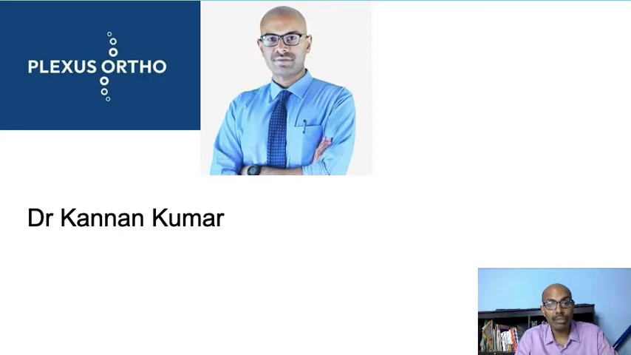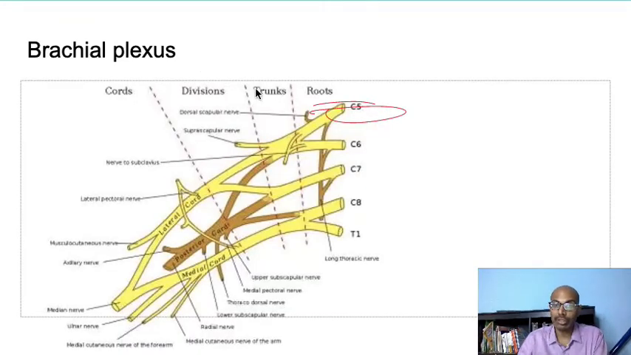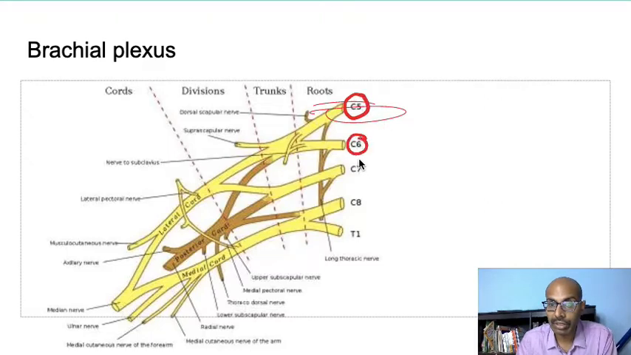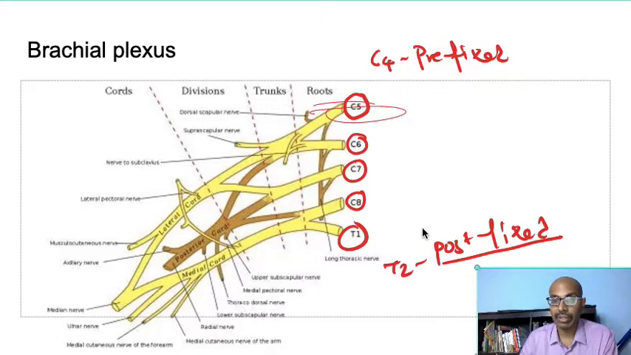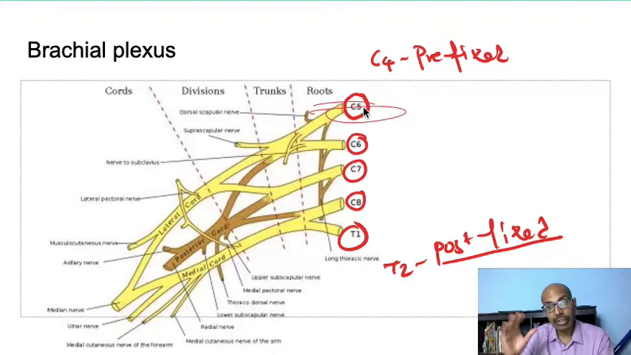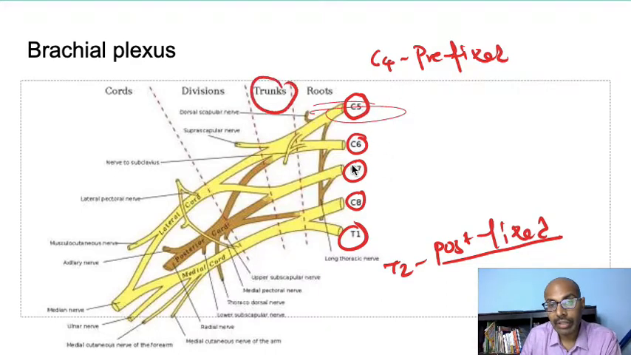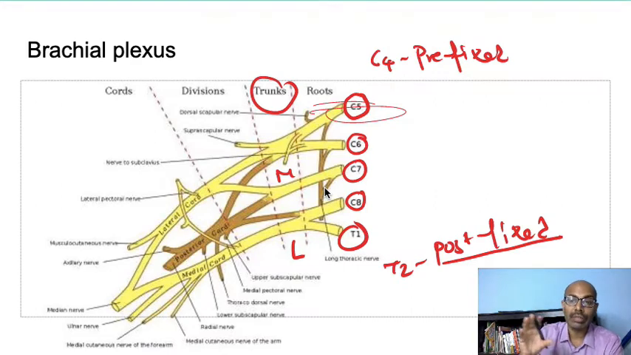So before we begin any topic, we of course look at the brachial plexus, its origin. We all know the brachial plexus originates from C5, C6, C7, C8 and T1 roots. If C4 is involved, it is also called a prefixed plexus, and if T2 is involved, it is called a post-fixed brachial plexus. The C5 and C6 combine to form the upper trunk. The C7 continues as the middle trunk, C8 and T1 continue as the lower trunk. Each of these trunks divides into anterior and posterior divisions.